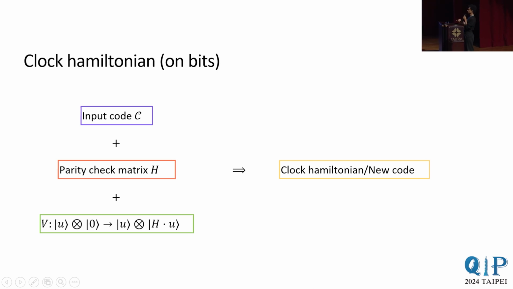This construction takes as input three things. It takes the input code that you're going to make local. It also takes a parity check matrix, which is essentially a list of the measurements that your code performs. And it takes a circuit that, for any bit string u, is going to output the syndrome of the bit string. It's essentially a list of the outcomes of the measurements that you've performed. Once you have all these ingredients, you obtain your Clark Hamiltonian and your new code.